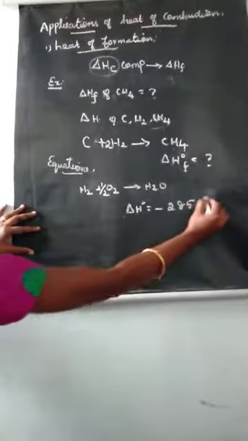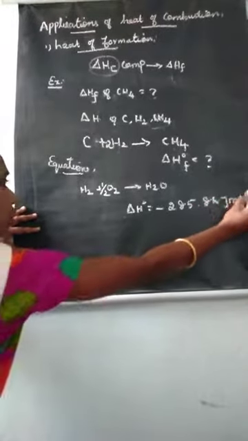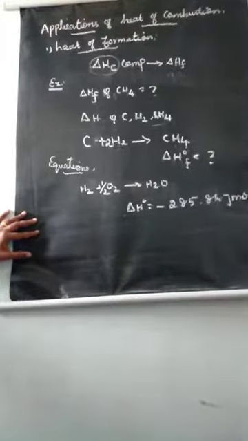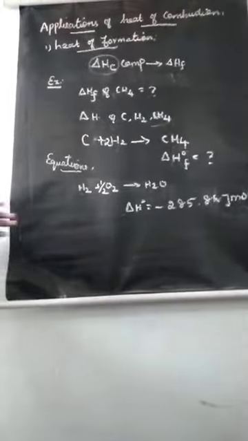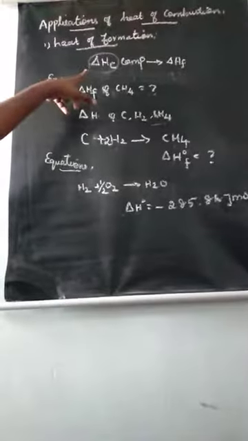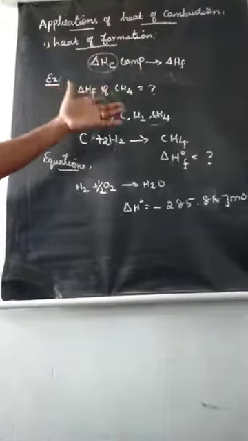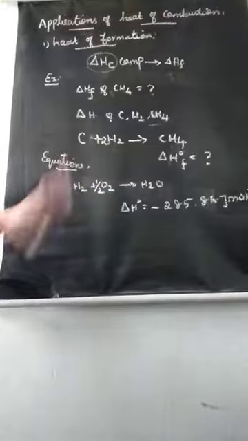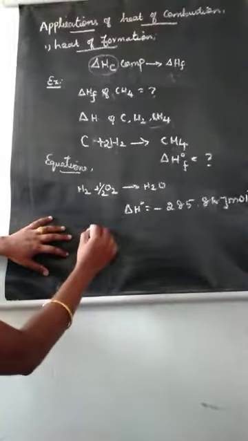delta H naught is equal to minus 285.8 kilojoule per mole. Understand? In the same way you can consider another equation. You already know this topic, how we can calculate heat of combustion from the values of some other organic compound. So this is the first equation. Then the second equation: carbon reacts with the oxygen.